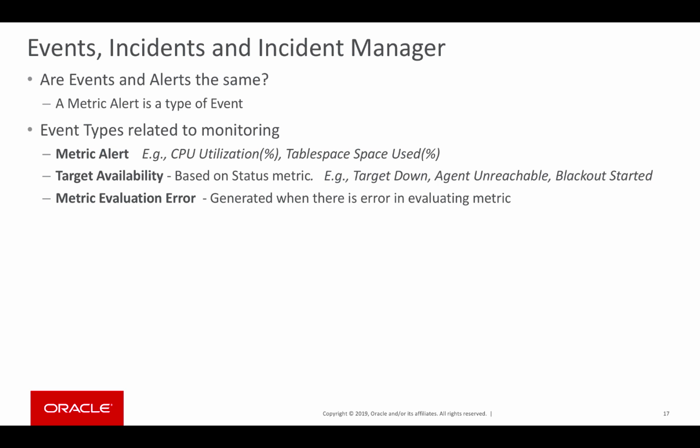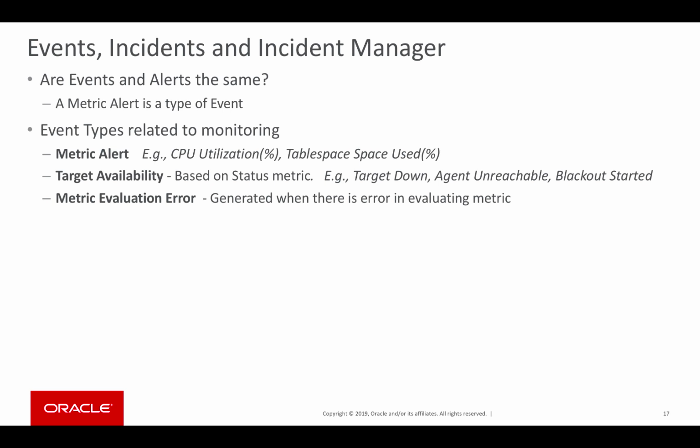So we have been talking about events, alerts, and incidents. But you may wonder, what is the incident and how that is different from events? Another question we often get is, how is the event different from alert? So let's clarify those questions here. When Enterprise Manager detects an issue in target monitoring, it generates an event. And please note, it is not alert that it raises here, it's an event. And that event could be metric alert event or target availability event or metric evaluation error event. Depends on the type of the metric which triggered the event generation.